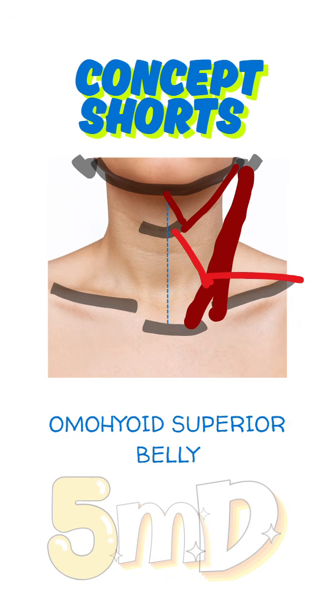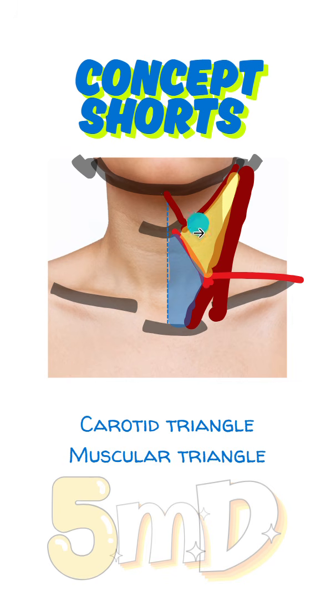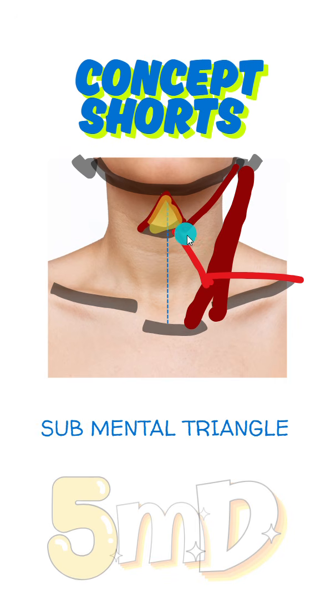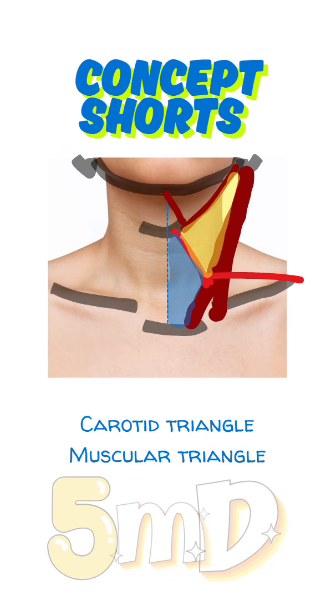And this is the superior belly of omohyoid. It divides the remaining part of the anterior triangle into the carotid triangle. This yellow part is the carotid triangle and this blue part is the muscular triangle. This small portion is the submental triangle.